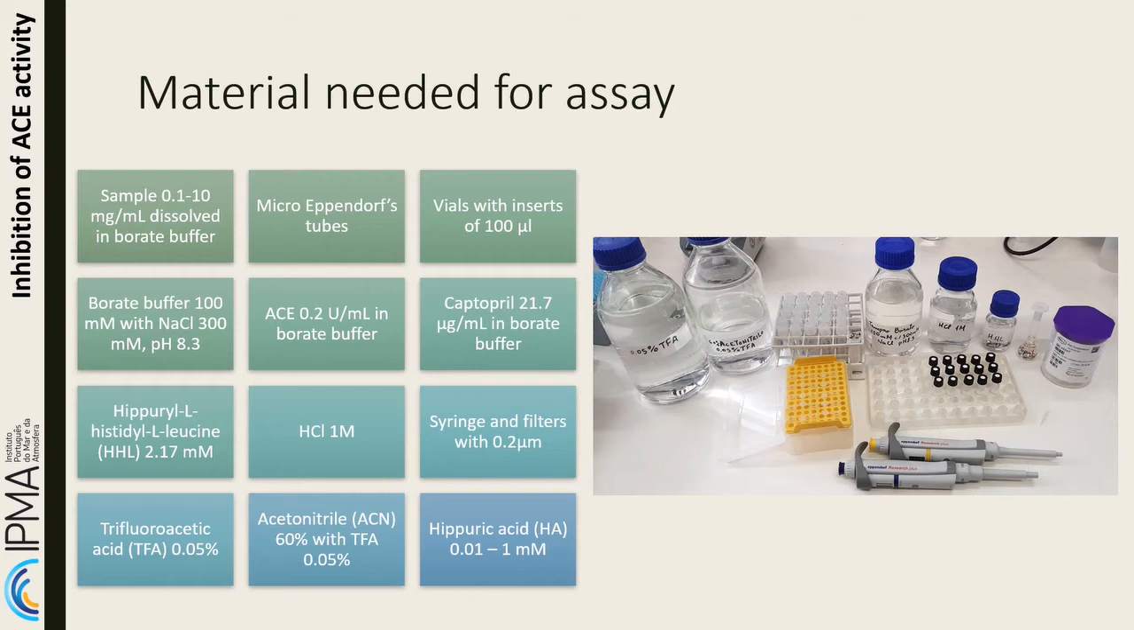Hydrochloric acid 1 molar, syringe and filters with 0.2 micron. Trifluoroacetic acid 0.05%. Acetonitrile 60% with trifluoroacetic acid 0.05%. And hippuric acid 0.01 millimolar to 1 millimolar to do the calibration curve.